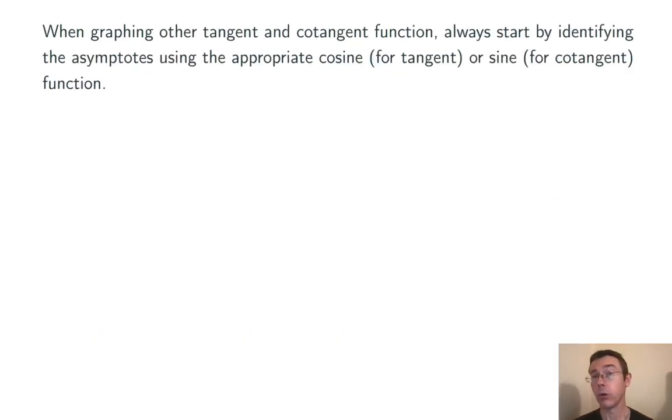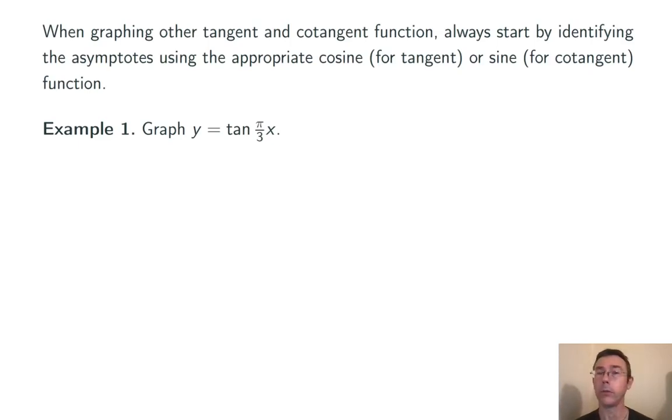When graphing other more complicated tangent or cotangent functions, you should always start by identifying the asymptotes by using the corresponding cosine for tangent or sine for cotangent functions. Basically determining when that cosine or sine is equal to 0, and then sketching in your vertical asymptotes using that information. Let's do a couple of examples to see how that works.